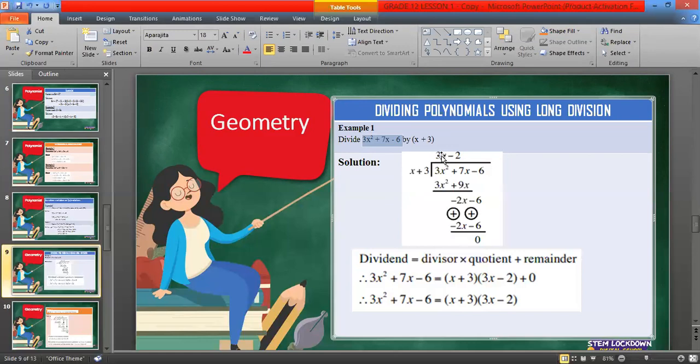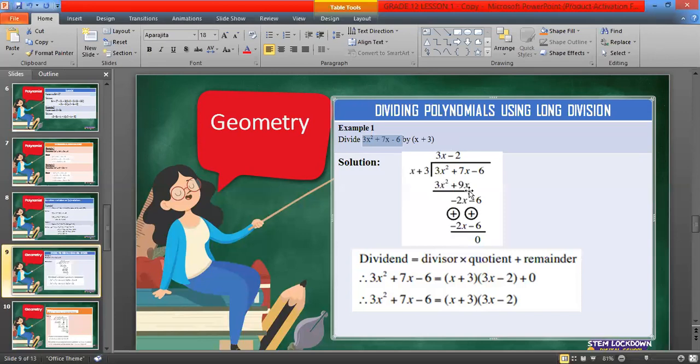Now, getting the 3x, 3x multiplied by these two. 3x multiplied by x, then you have 3x squared. 3x multiplied by 3, you get 9x. So use the 3x to multiply these two. 3x multiplied by x, 3x squared. 3x multiplied by 3, 9x. Then on getting to this point, what do you do?